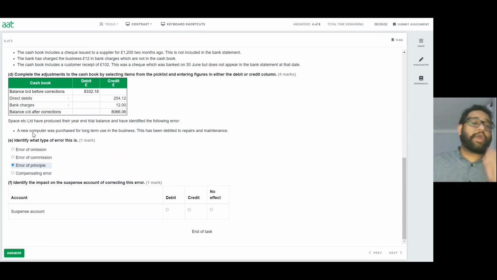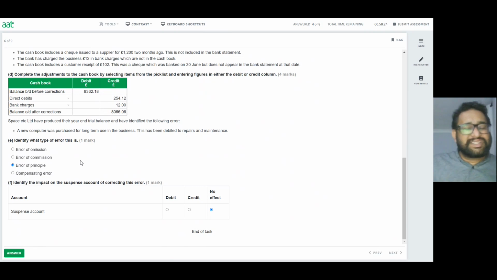In case you recorded that under a different asset account, we'd call that an error of commission. But in this scenario, it's not the case, so it is going to be just an error of principle. They're asking you to identify the impact on the suspense account of correcting this error. No effect at all. Why? A suspense account will only be used if it's an entry like a single-entry error, or you've done two debits to one account, or two credits to one account, or you have a transposition error.